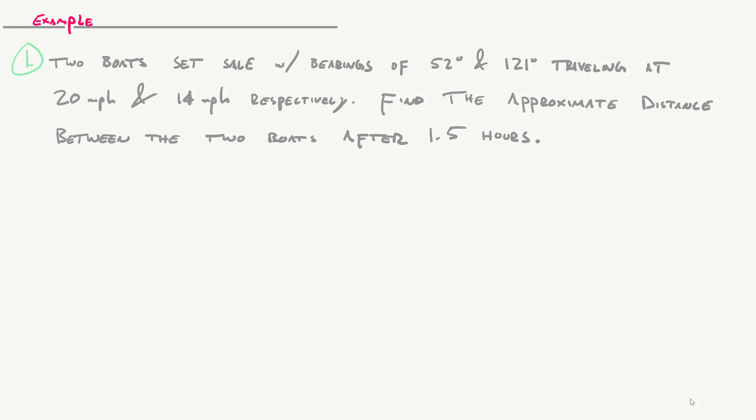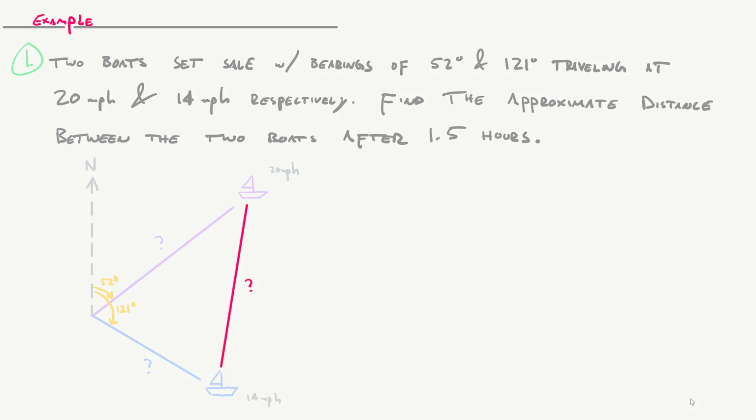First things first, we're going to need to draw a picture of the situation. So here we go. The first boat at a 52 degree bearing has a speed of 20 miles per hour. The second boat at a bearing of 121 degrees is traveling at 14 miles per hour. And we need to figure out the distance between them. So we don't know what this is, and in fact, we don't know what the other two distances are either. We actually don't really know much about this particular problem.